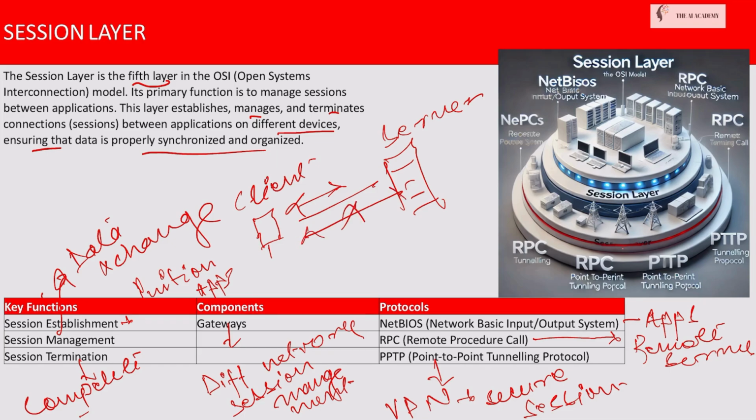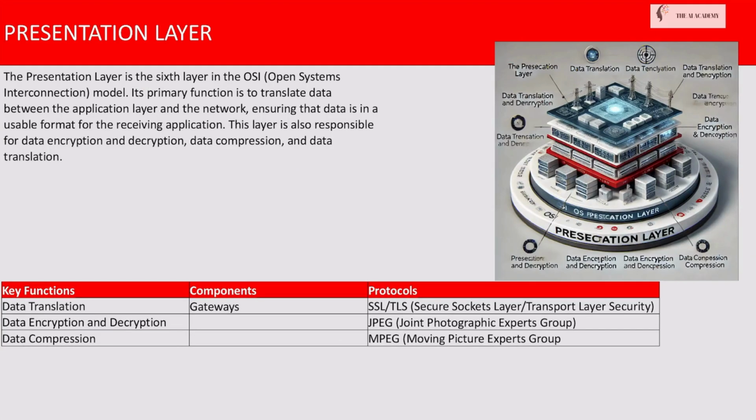Let us now move on to the presentation layer, Layer 6. The presentation layer is the sixth layer in the OSI model. Its primary function is to translate data between the application layer and the network, ensuring that data is in a usable format for the receiving application. This layer is also responsible for data encryption and decryption, data compression, and data translation.